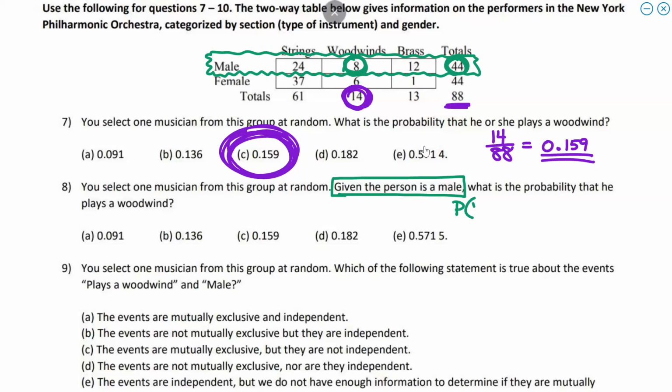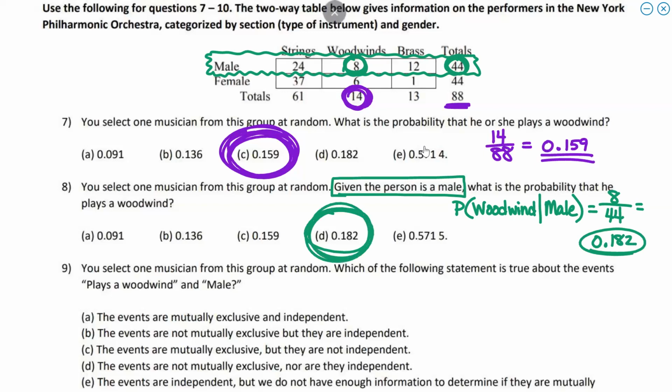So this is the probability of a woodwind given that they were male. 8 out of 44. Which is what as a decimal? 0. You said 182? Which is option D.